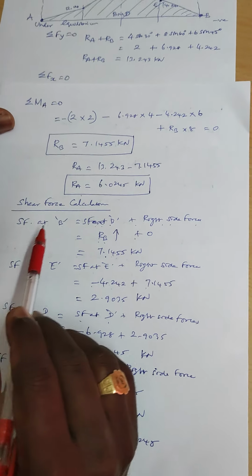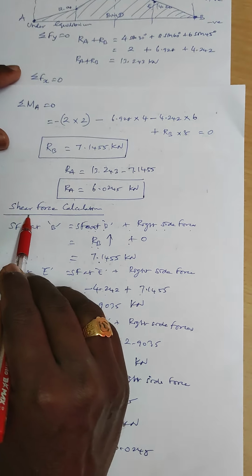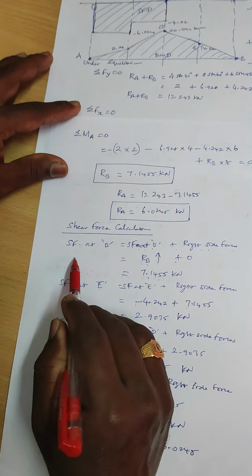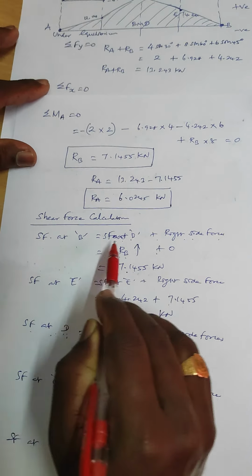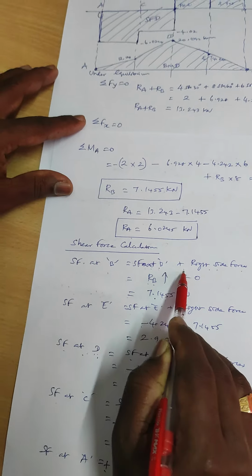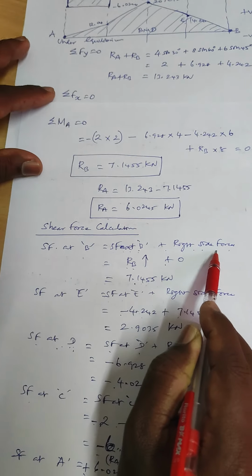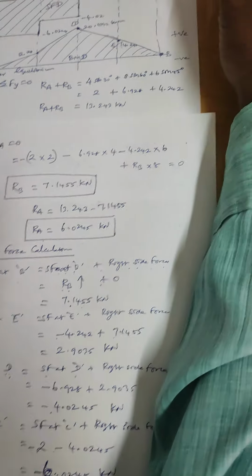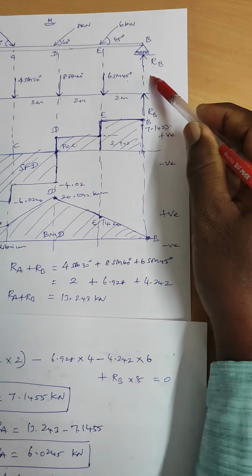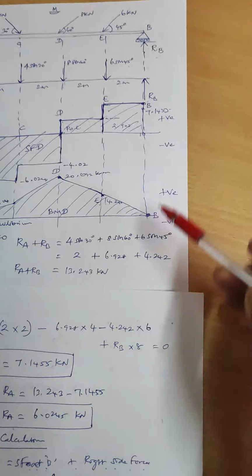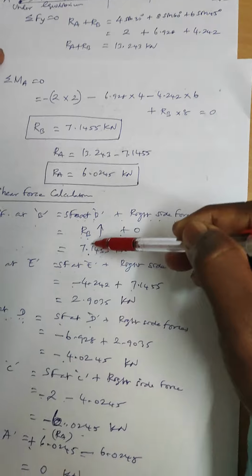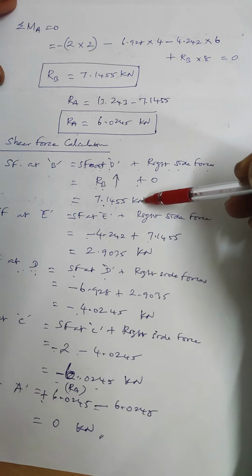Okay. Now we want to do the shear force calculation. So, shear force at B is the force at B plus the right side forces. There is no right side force, so we take it as RB. The RB value is 7.1455 kilonewton.